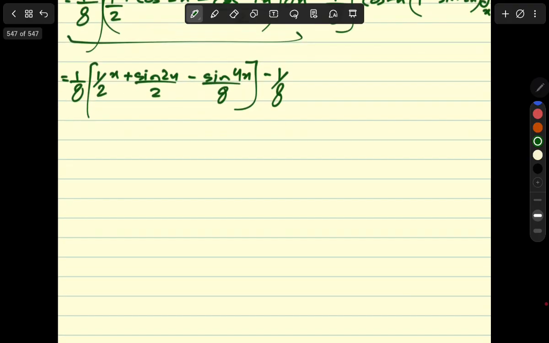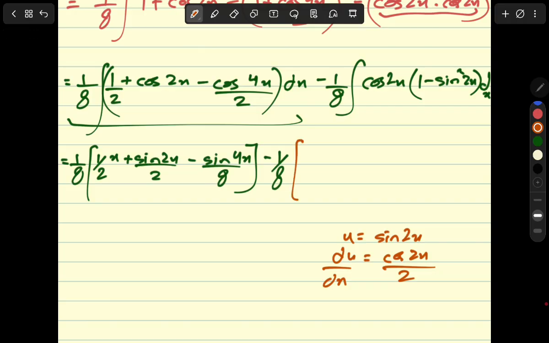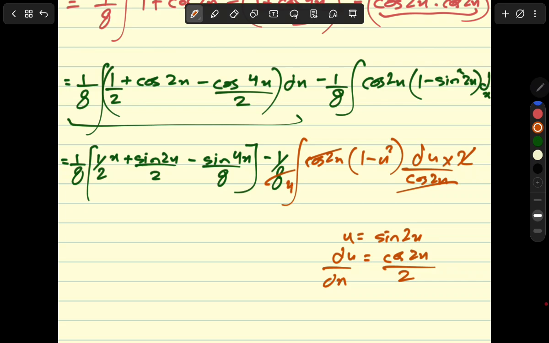And this I'm going to apply the substitution. So let's use another color. So u is equal to sine 2x. So du over dx is going to become cos 2x over 2. So just write down cos 2x over 2 as it is. Cos 2x as it is, and this is 1 minus u squared, and dx is going to become du over cos 2x over 2. So I'm going to put a 2 here. This gets cancelled. So 2 cancels this. This is 1 upon 4.